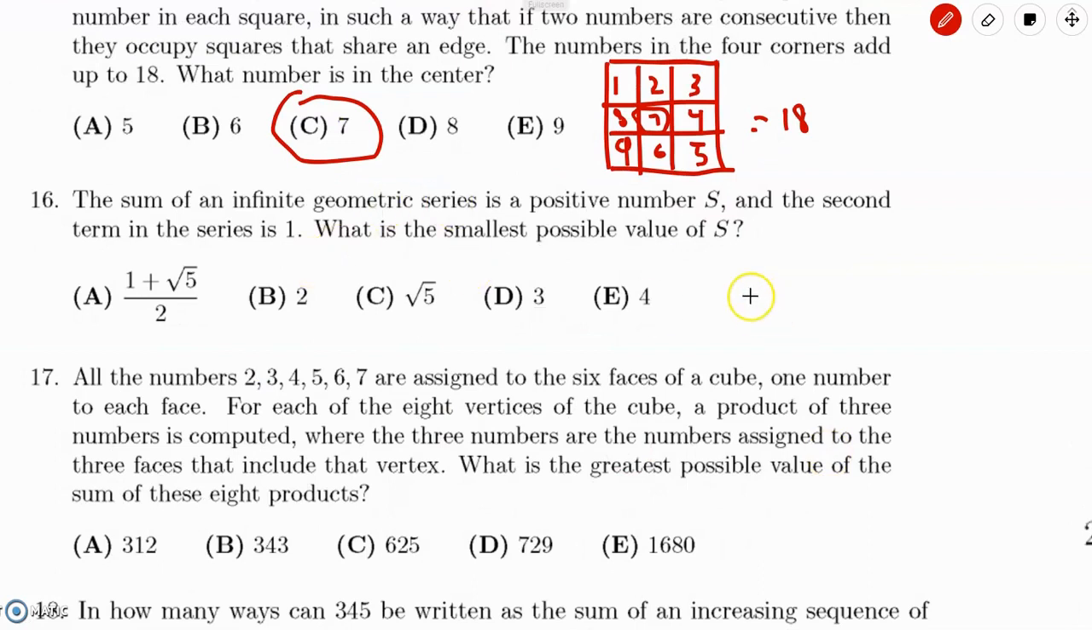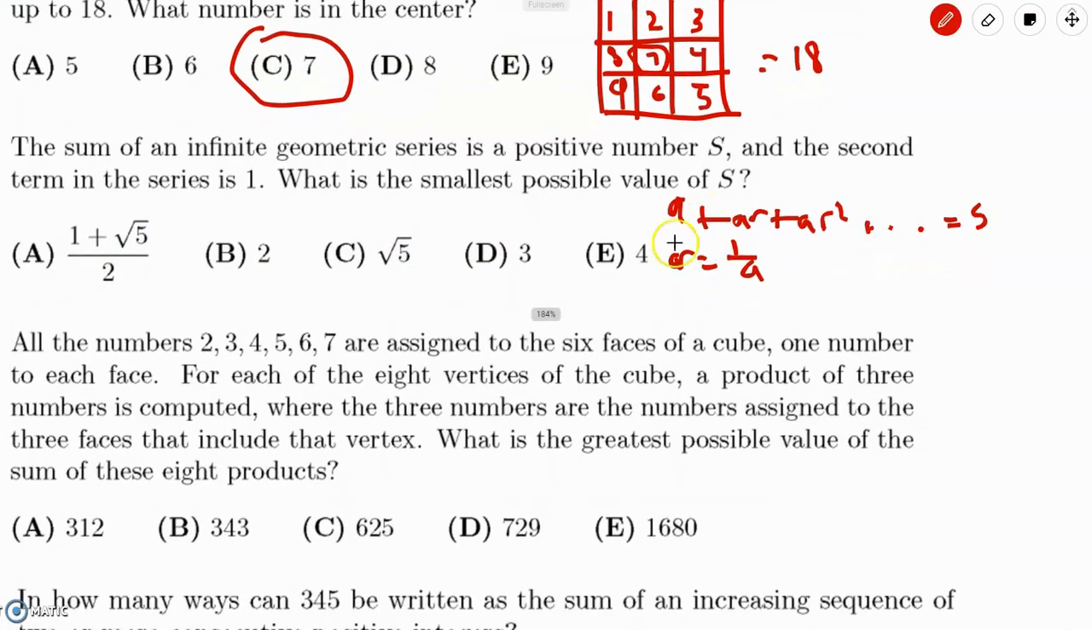So next problem. The sum of an infinite geometric series is a positive number s, and the second term in the series is 1. What is the smallest possible value of s? So essentially we have a plus ar plus ar squared all the way till infinity is equal to s. And the second term in the series is 1. So ar equals 1, so that means r is equal to 1 over a.